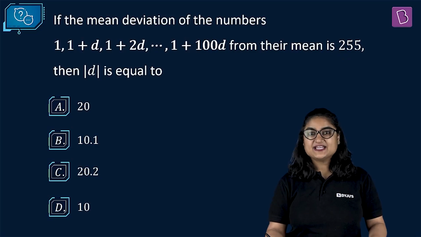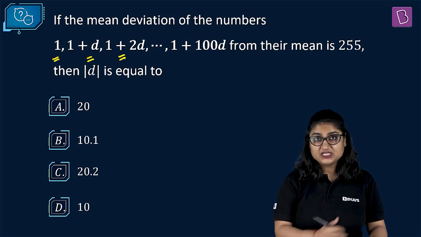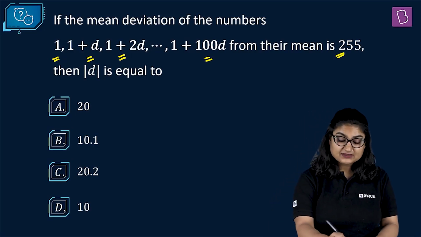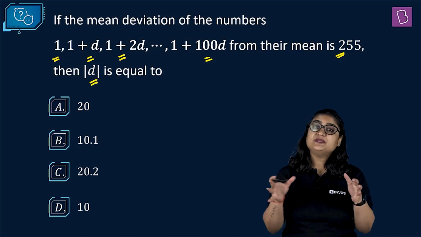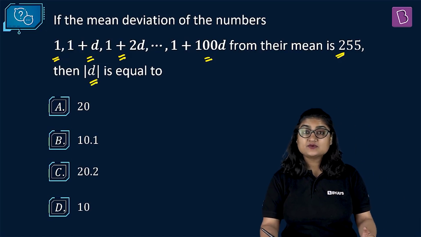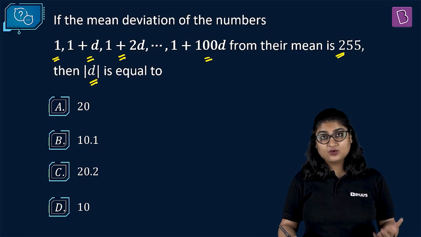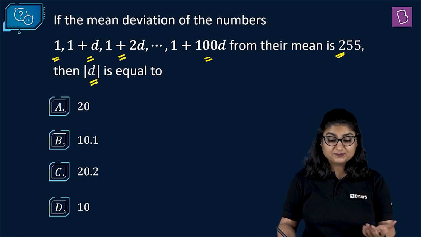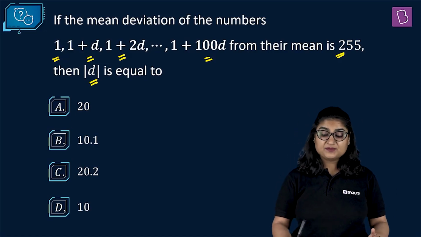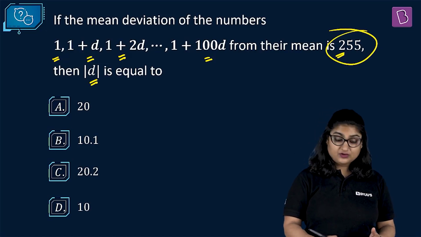So in this question, it has been given that the mean deviation of the numbers 1, 1 plus d, 1 plus 2d, going up till 1 plus 100d from their mean is 255. Then we have to calculate the value of modulus d. Let me repeat again what has been given to us in this question and what is the agenda. We have been given that there are 101 numbers, and these numbers are 1, 1 plus d, 1 plus 2d, going up till 1 plus 100d. And it's also given that the mean deviation of these numbers from their mean is 255. Then we have to find out the value of modulus d.